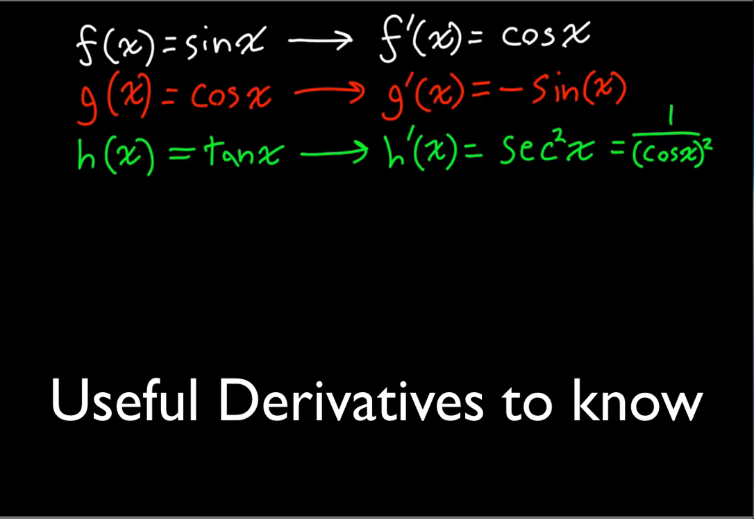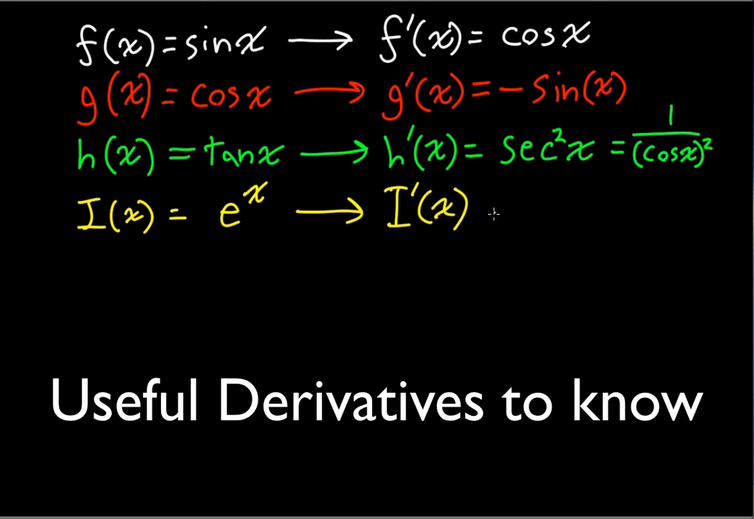Let's keep going though. How about, I'll say i of x is going to be equal to e to the x power. And this is an exciting one. The derivative with respect to x of e to the x power is going to be equal to, so the derivative of this function, i of x, the derivative of e to the x power, this slope, is going to be equal to e to the x power.